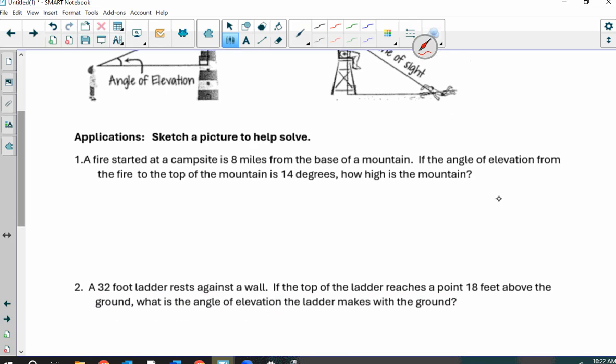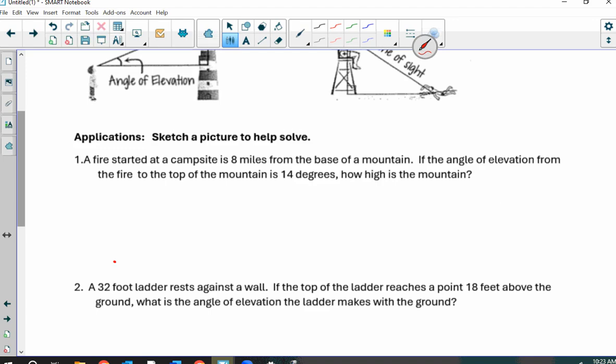Okay, let's do this first one. We have a fire started 8 miles from the base of a mountain. If the angle of elevation from the fire to the top of the mountain is 14 degrees, how high is the mountain? Okay, let's draw a picture.